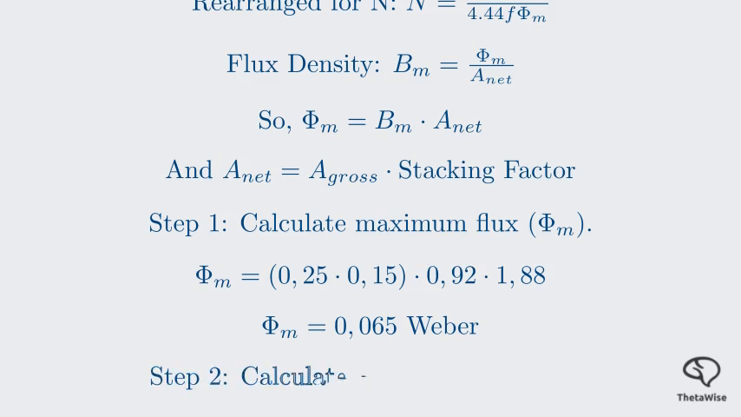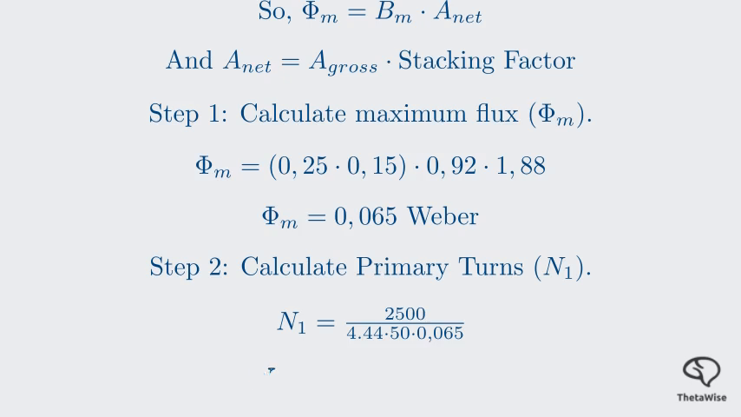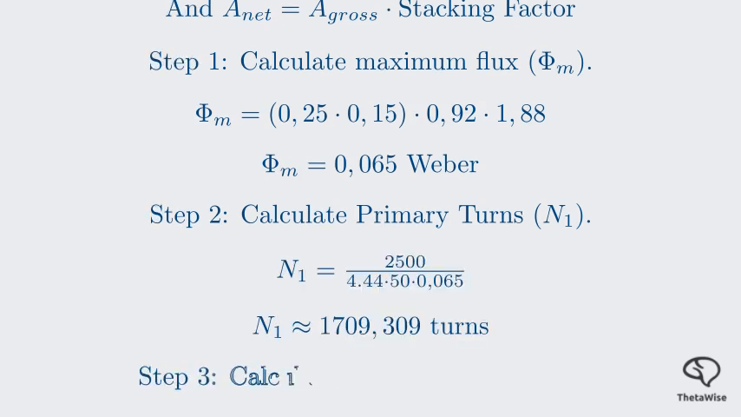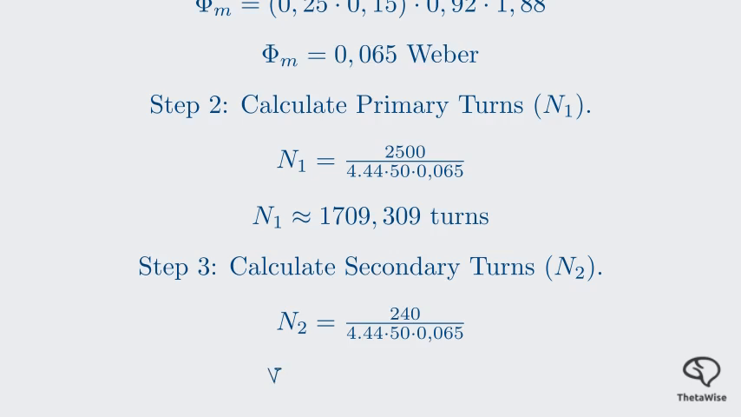Now we can find the primary turns, N1. We use the primary voltage of 2,500 volts and plug our values into the rearranged EMF equation. This calculation gives us approximately 1709 turns. We'll do the same for the secondary turns, N2. We use the secondary voltage of 240 volts and the same frequency and flux. This gives us approximately 164 turns. The primary winding has far more turns than the secondary, which makes sense for a step-down transformer.